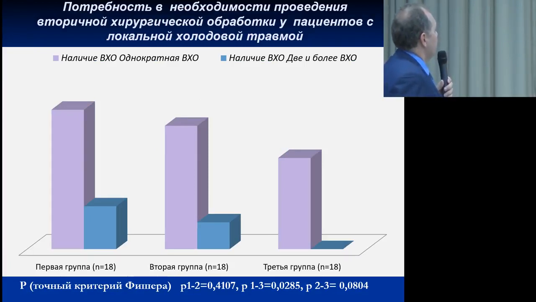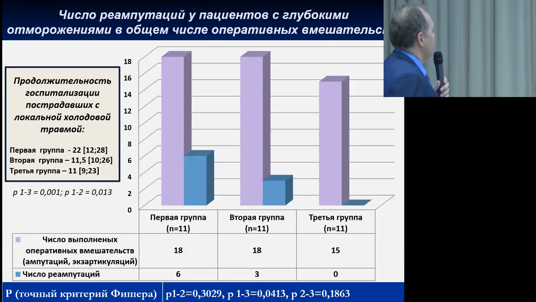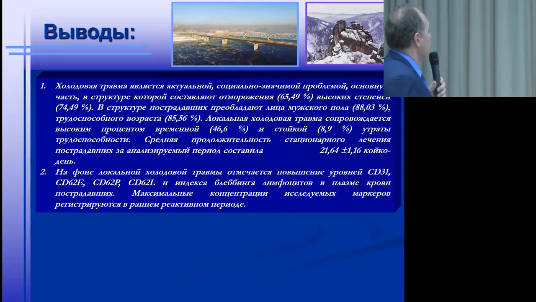Secondary surgical treatment was also performed less often in the second group, where the ozone therapy was performed. The number of re-amputations in patients with deep cold injuries was higher in the traditional group. So, cold injuries are a relevant, socially important problem, and cold injuries make up the preponderant part of it.